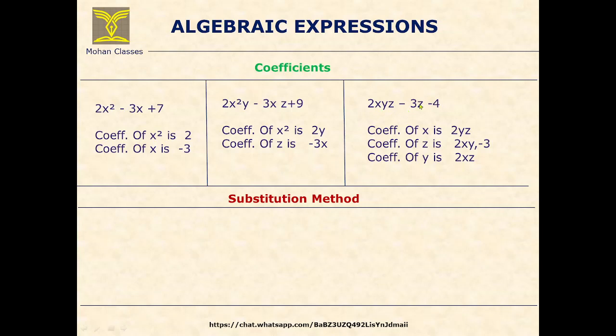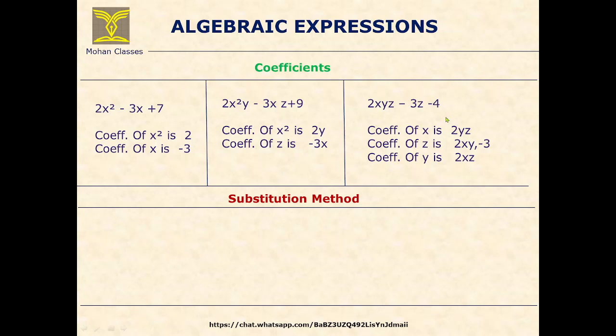Here if we are finding out the coefficient of z, here you see, here also you are having z, and here also you are having z. So what is the coefficient of z here? 2xy. Then here also you are having z, right? So what is the coefficient of z here? Minus 3. So 2xy comma minus 3 is the coefficient of z. In two terms we are having z, so for that we should write both the coefficients of the terms with a comma. Then what is the coefficient of y? If you are closing y, you will get 2xz.